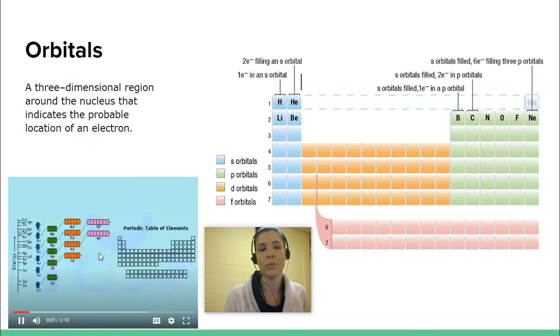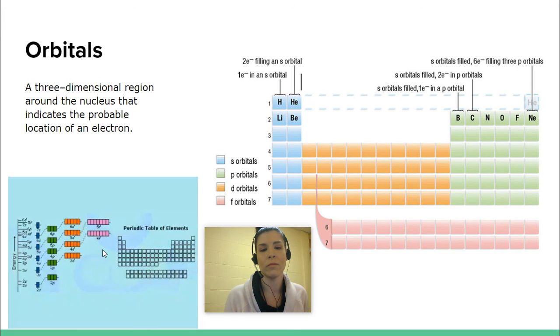An orbital is a 3-dimensional region around the nucleus that indicates the probable location of an electron. That's right. Since electrons fill orbitals of lower energy first, the 4s orbital must have lower energy than the 3d orbitals.